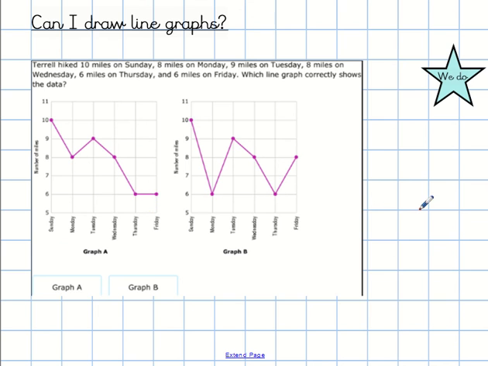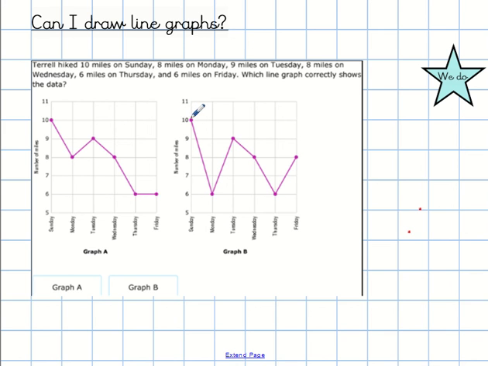And quickly before you go, let's just have a look at this question. So here's graph A and graph B. And here it said Terrell hiked 10 miles on Sunday, then 8 miles on Monday, 9 miles on Tuesday, 8 miles on Wednesday, 6 miles on Thursday, and 6 miles on Friday. So which graph represents my data correctly?